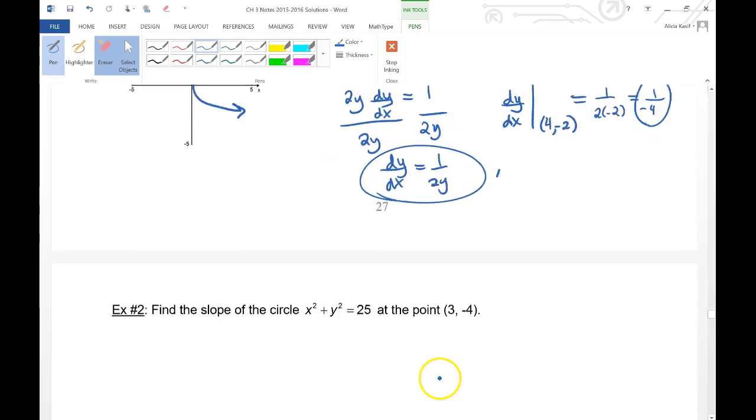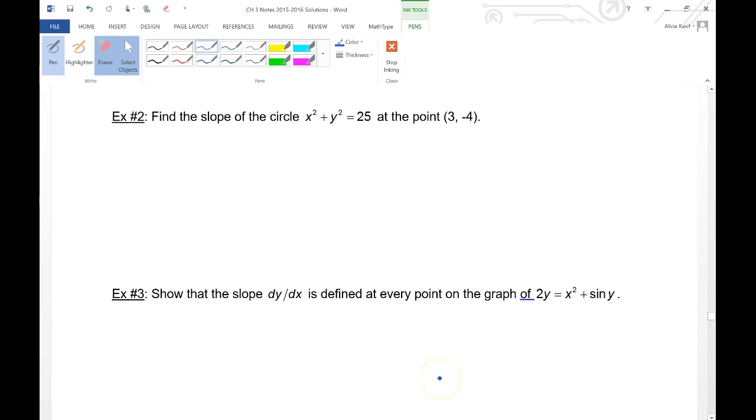Okay, next page. This one is exactly like that first example I took you through. The only difference with this one is it's a circle with radius 5. So what would be the slope? Same. Okay, so I guess I can write out the steps. So this is 2x, this is 2y.